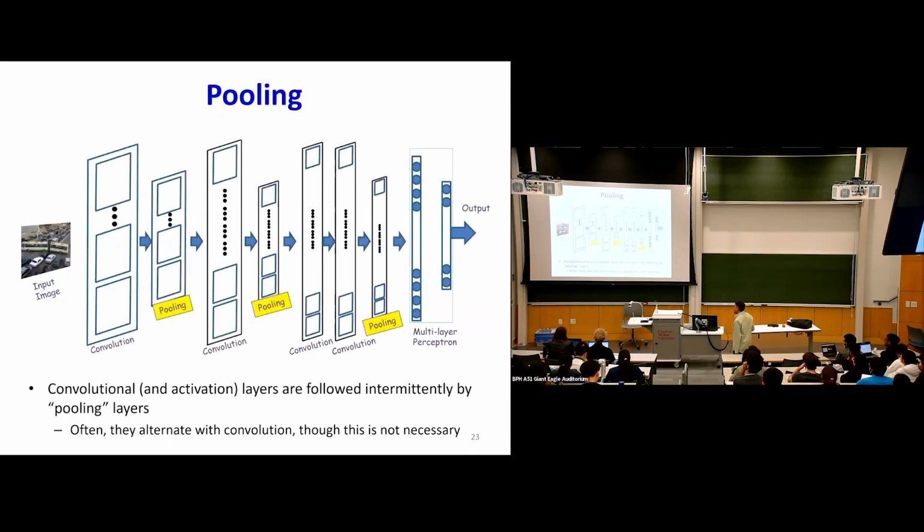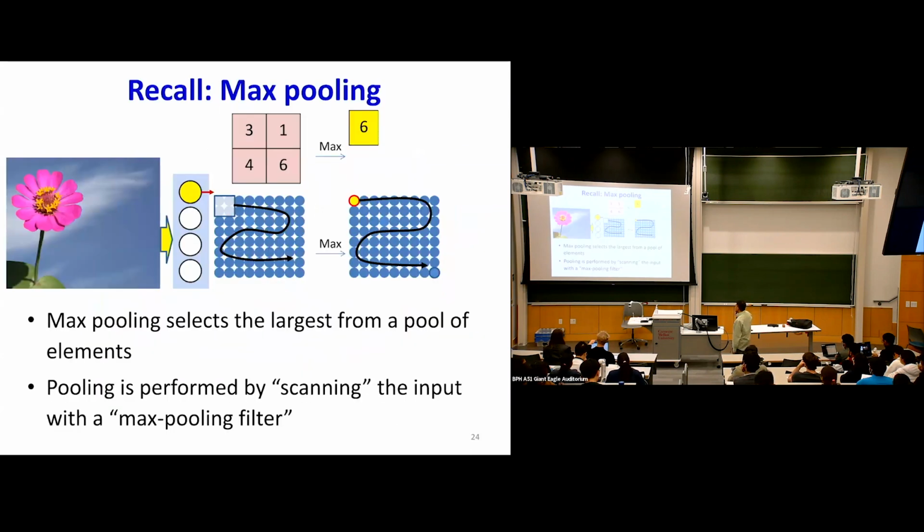So we also had this additional pooling layer, which could intermittently follow the actual convolution layers. And those pooling layers basically looked at aggregated values in a small window. If you were performing max pooling, the max pooling filter would look at a small square region of the input, pick the largest value, and scan the input with this max operation.